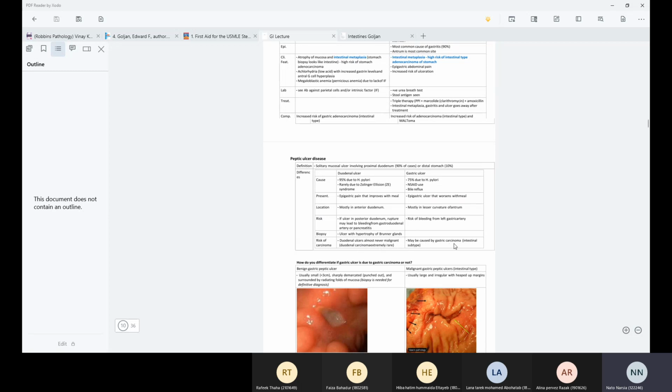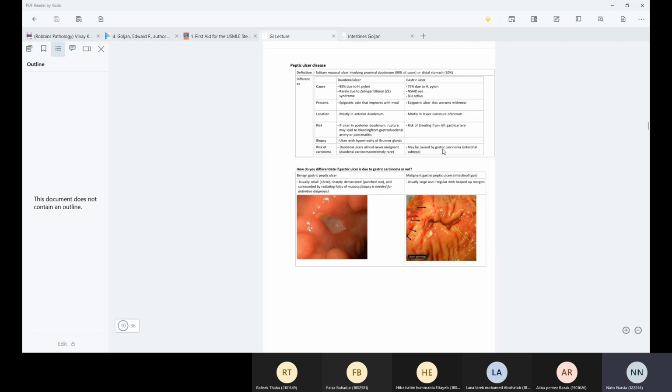Okay, but gastric carcinoma, here comes important information. Gastric ulcers can be malignant. So for that reason, you need to make the differential diagnosis between benign and malignant ulcer. Benign gastric peptic ulcer, malignant gastric peptic ulcer. In this case, forget duodenal ulcer, it never undergoes malignant transformation.